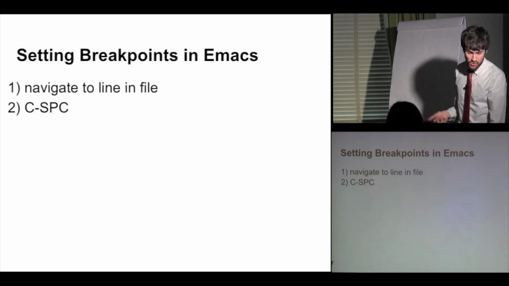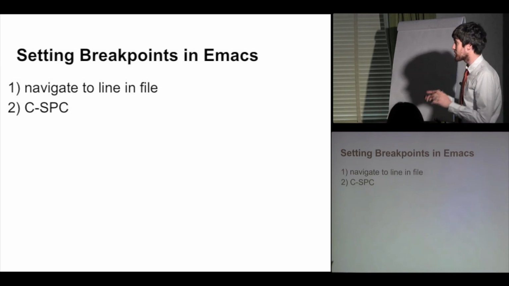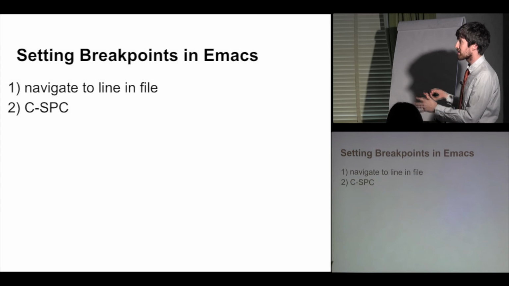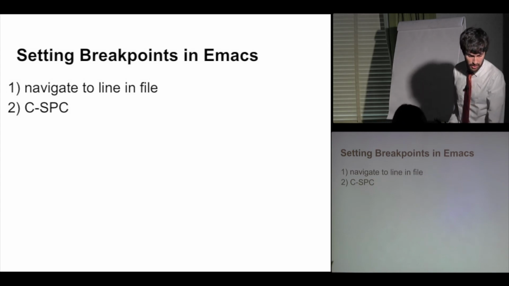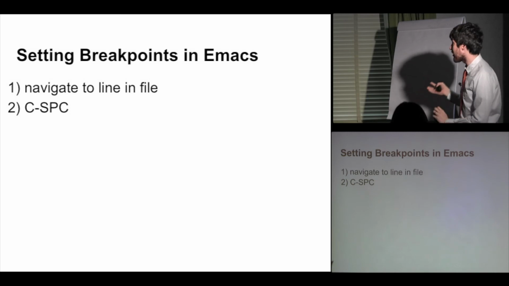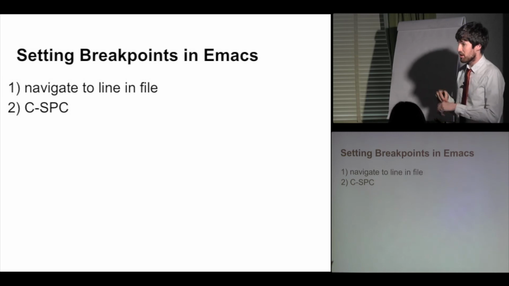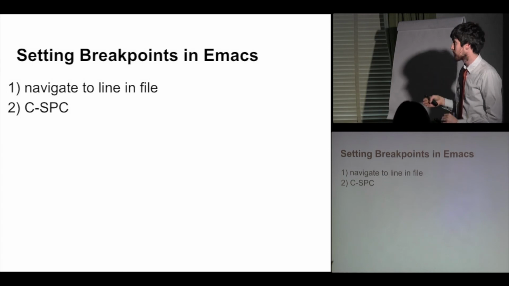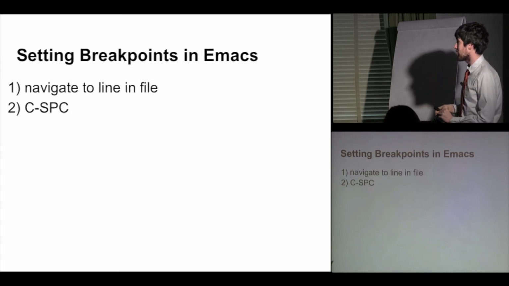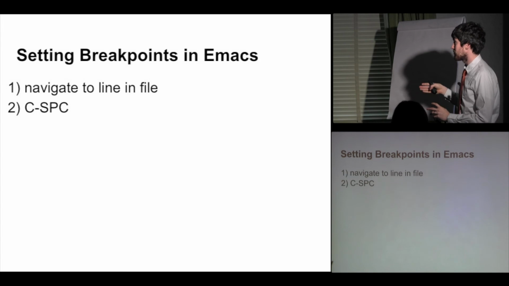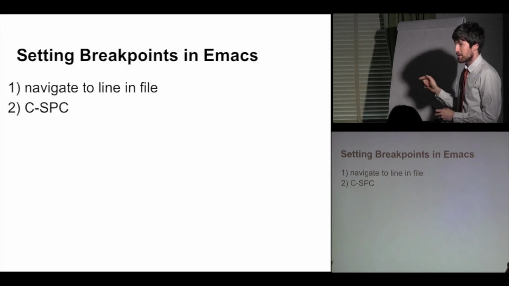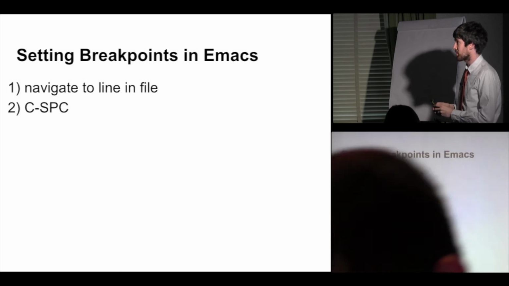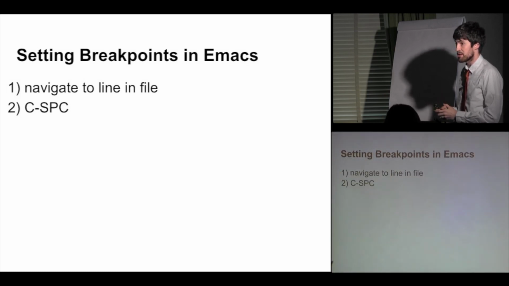Okay, so to set a breakpoint in Emacs, once you're running GDB, you navigate to the line of the file, and then Control Space will set the breakpoint. Okay, so that is all I want to say about this. Please open up the tutorial lab and go through it. The idea is to be able to navigate through a simple program and practice using the different commands of GDB.